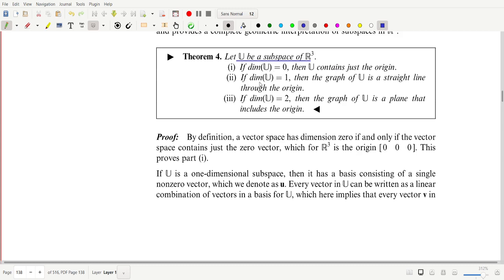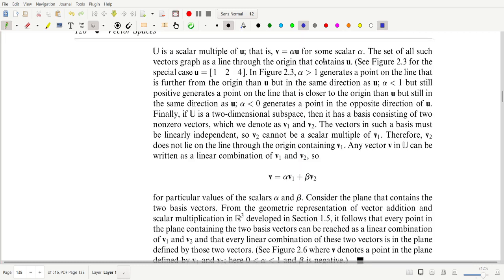And if dimension of U is equal to 1, then we will prove that the graph of U is a straight line through the origin. Graph means the sketch of the set of all points in U. Okay, we will prove that if dimension of U is equal to 1, then that is nothing but a straight line passing through the origin. And if dimension of U is equal to 2, then we will prove that the graph of U is a plane that includes the origin.